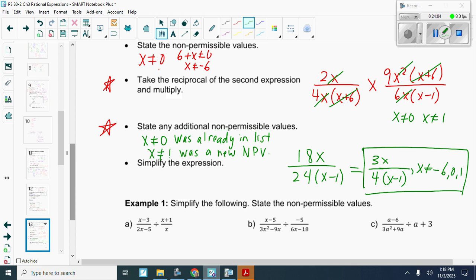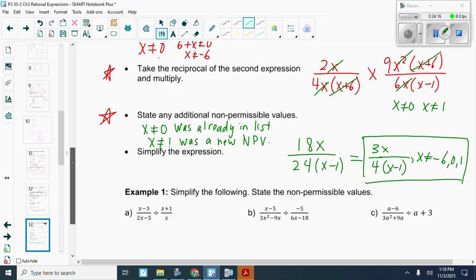You can also cancel out like 6 plus x and x plus 6 because it's the same thing. Yes, because it's the same thing, that's why I rewrote it, to make it like that.